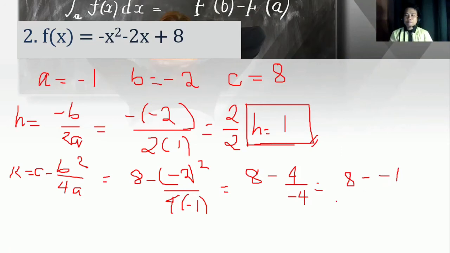So, 8 plus 1, 8 plus 1, the answer is 9. So, 8 minus negative 1, the answer is 9.